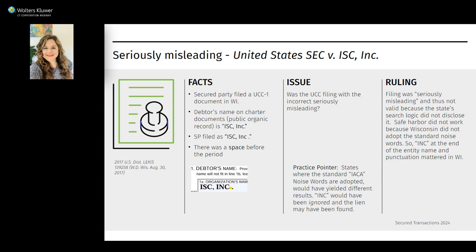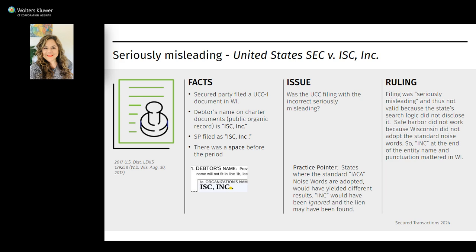The debtor's name on the charter documents was ISC, Inc., but the secured party filed it with a space between the C and the period. Believe it or not, a search using the safe harbor search logic in Wisconsin did not provide for the filing. It didn't show up in the next person's search. In other words, if this person had done a search to reflect, they would have seen that their filing wasn't there, but they didn't do that.